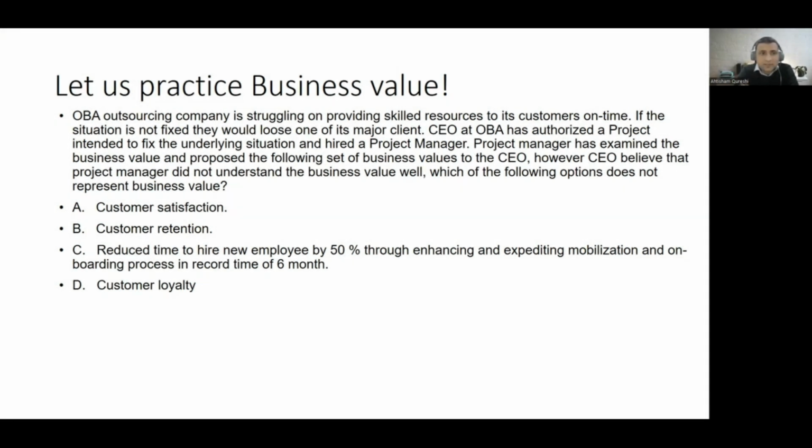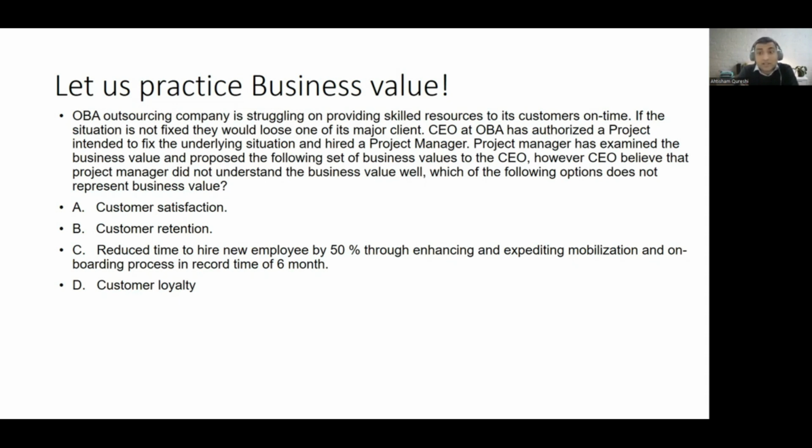So OBA is an outsourcing company which is struggling on providing skilled resources to the customers on time. If the situation is not fixed, they would lose one of their major clients. The CEO at OBA has authorized a project which is intended to fix the underlying situation, and he hired a project manager.